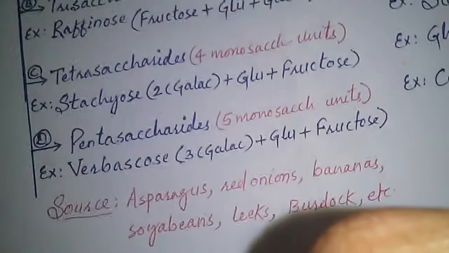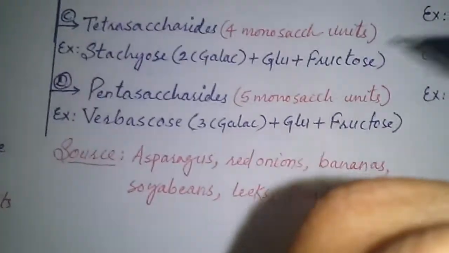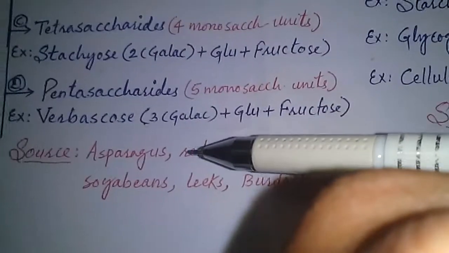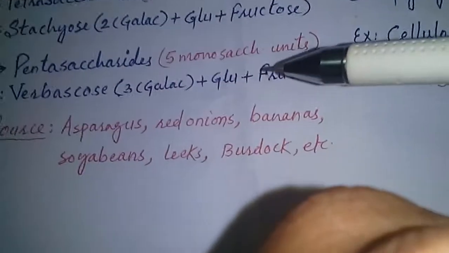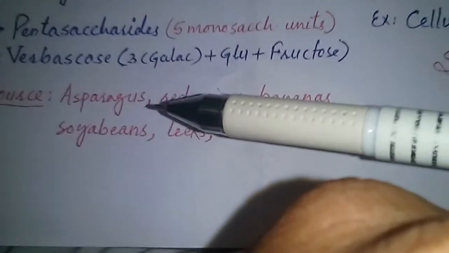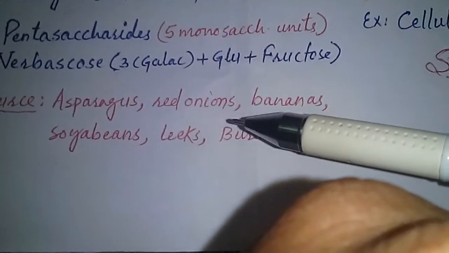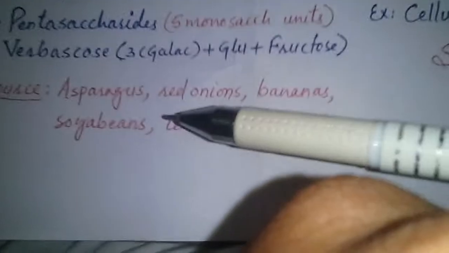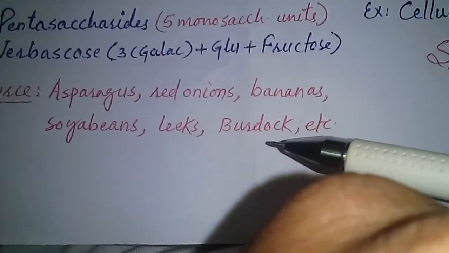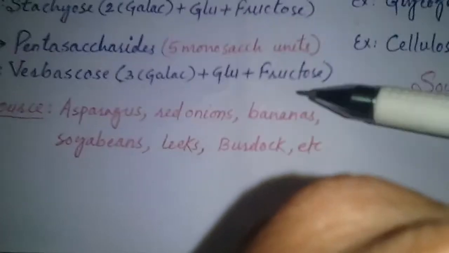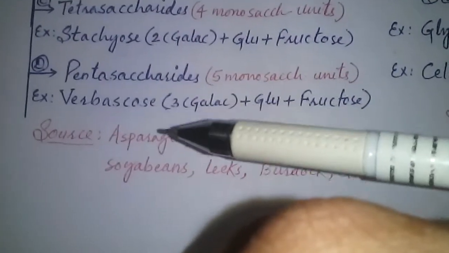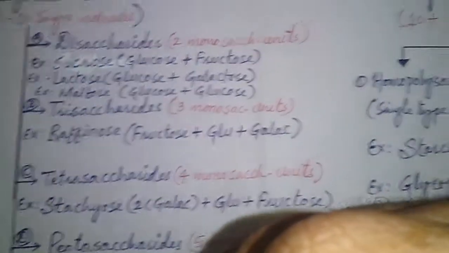Let's see the sources of these oligosaccharides. The sources of oligosaccharides are asparagus, red onions, bananas, soya beans, leeks, burdock, etc. All these are the sources of the oligosaccharides.